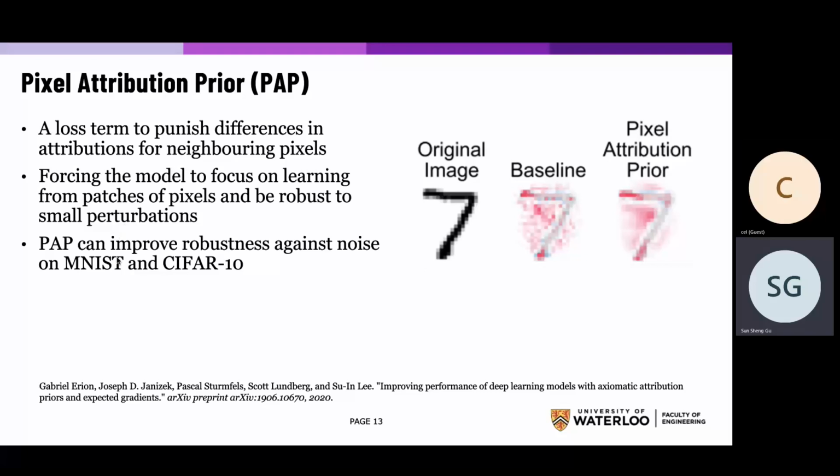And the original authors, they have claimed that they were able to use PAP to improve model robustness against noise in MNIST and CIFAR-10 data.